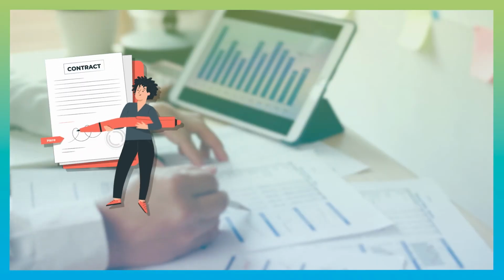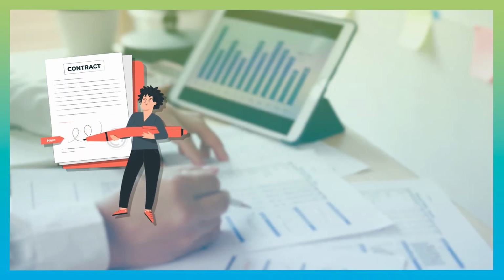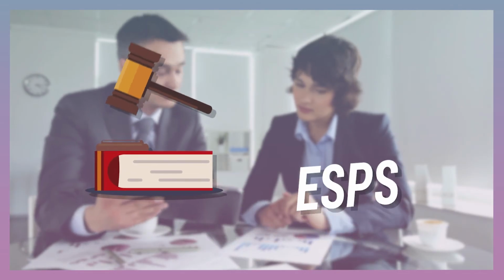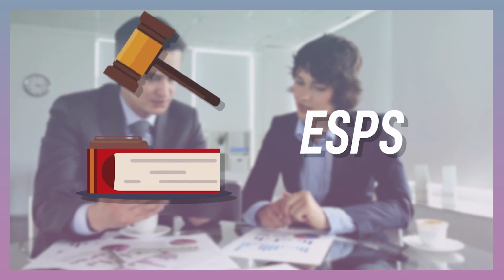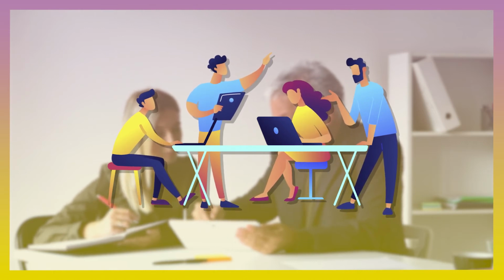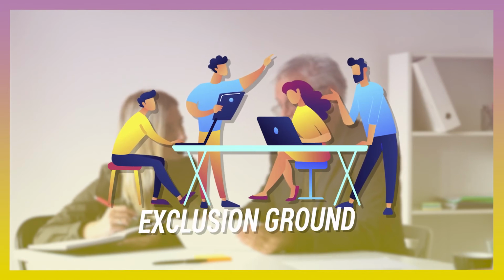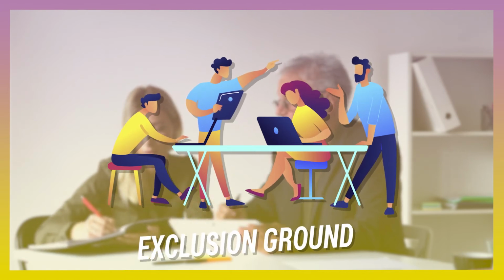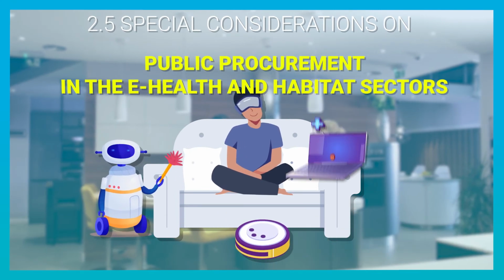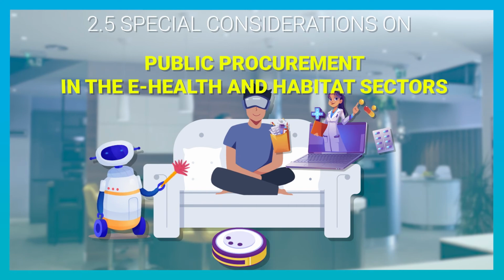In the second half of the unit, you will learn to prepare the documentation to fulfill minimum selection criteria, initially described in the ESPD, or documentation to fulfill contract obligations. Finally, we'll look deeper into how you should prepare documentation for self-cleaning if your company is or will be covered by an exclusion ground. 2.5 Special considerations on public procurement in the e-health and habitat sectors.